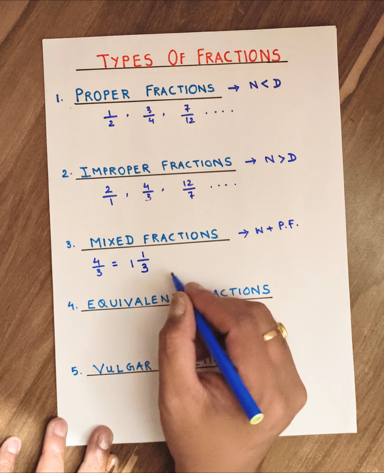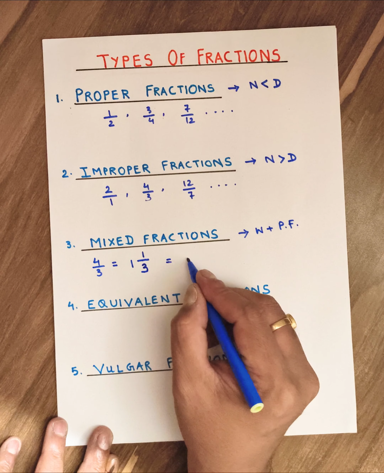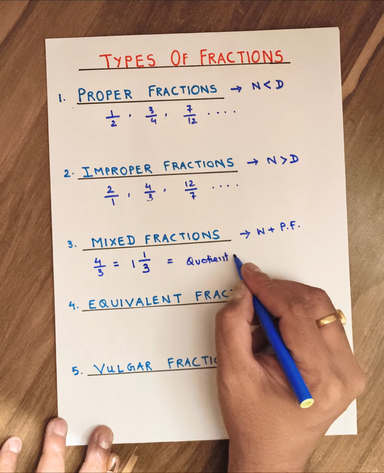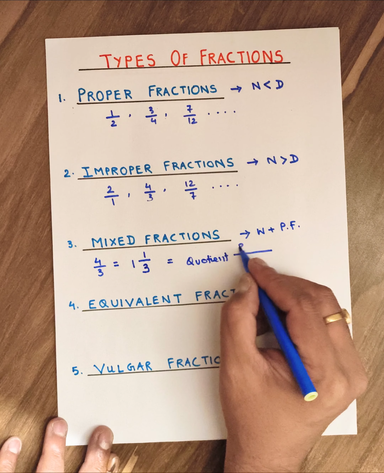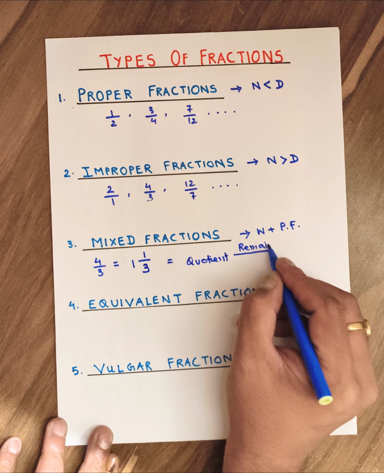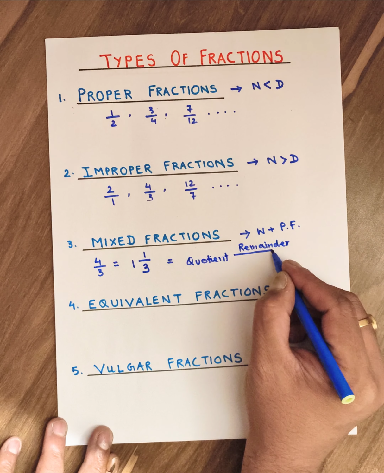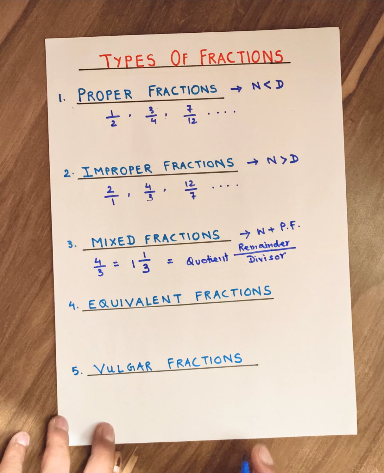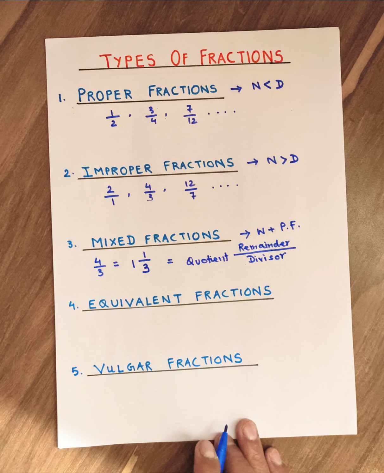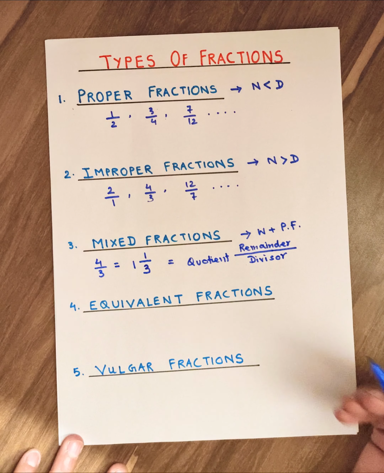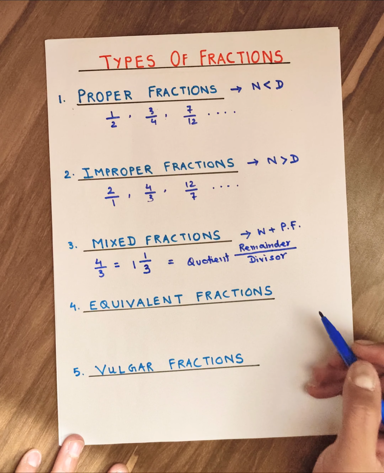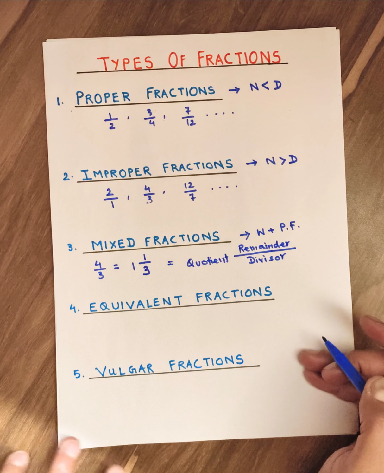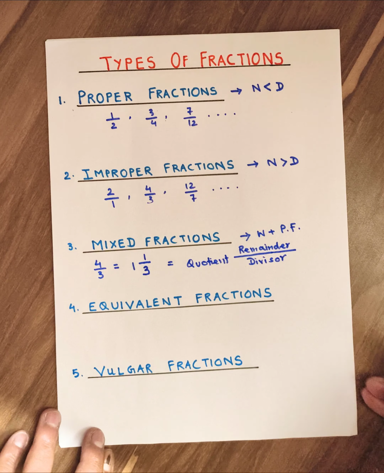Correct? So how do we write it? It is actually the quotient, then remainder by divisor. Correct? Now similarly 12 divided by 7, the answer is going to be 1 and 5/7. Correct?